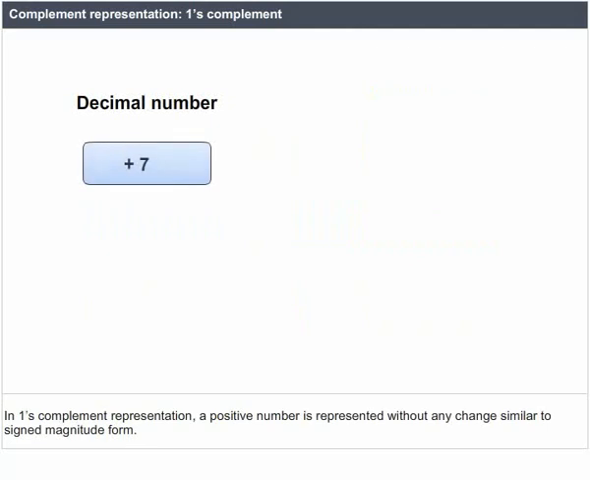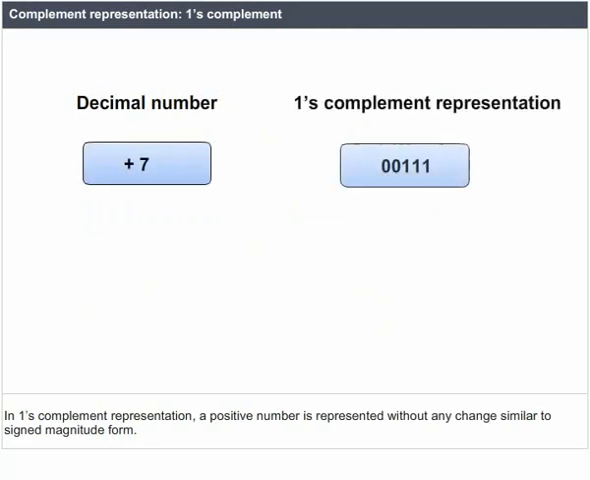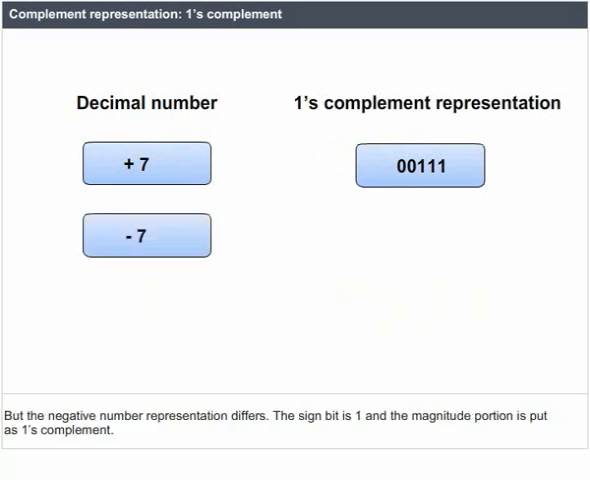In ones complement representation, a positive number is represented without any change, similar to signed magnitude form. But the negative number representation differs. The sign bit is 1 and the magnitude portion is put as ones complement.